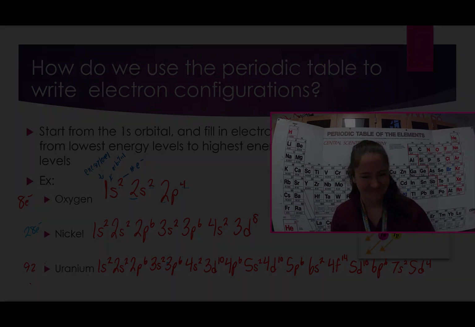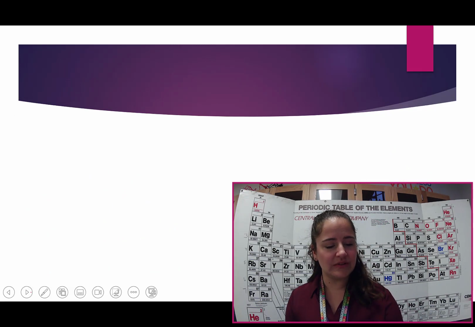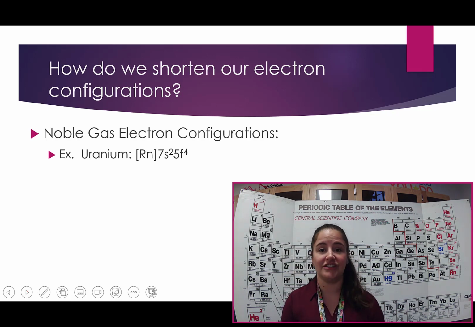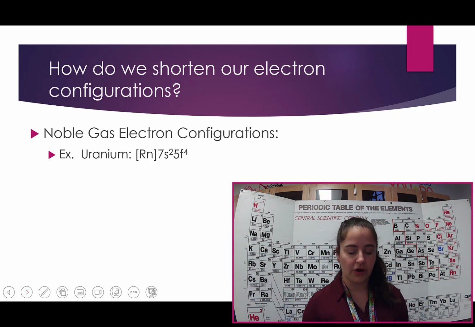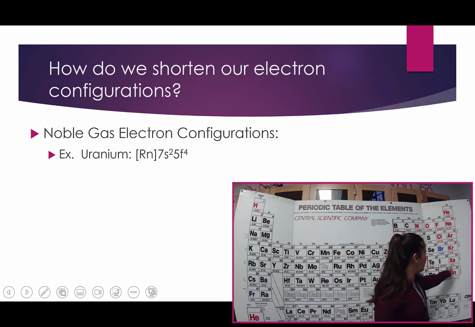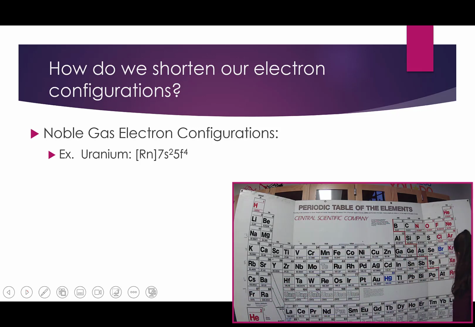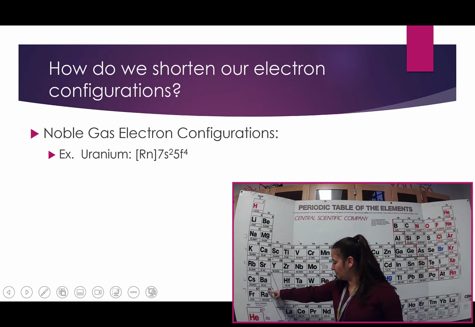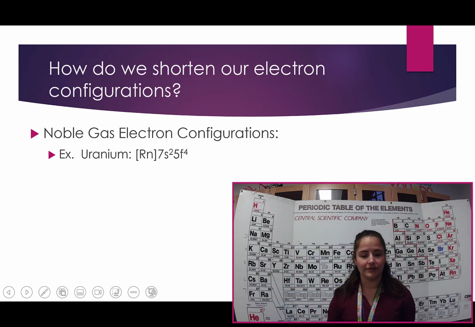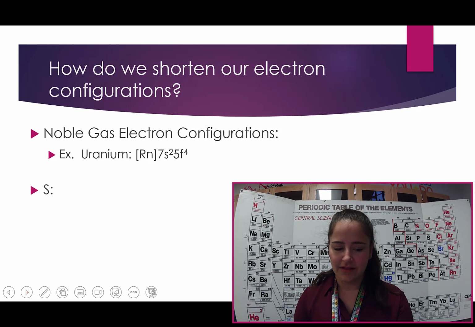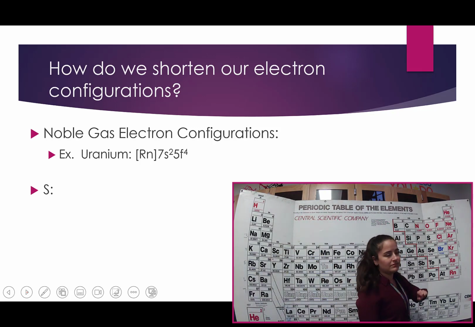Okay, let's go for the shortcut. So sometimes we use abbreviated electron configurations. These are called noble gas electron configurations. So for that long uranium one that we just wrote, instead what we would write is radon. Hey, it has all of the electrons just like radon has. And then in addition, you just continue your electron configuration from there. So I'm at radon, and then it's 7s2, 6d4, okay? Or 5f4.